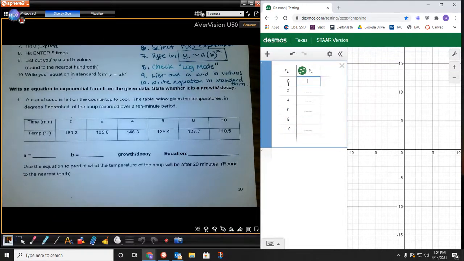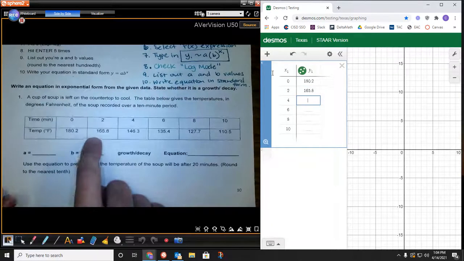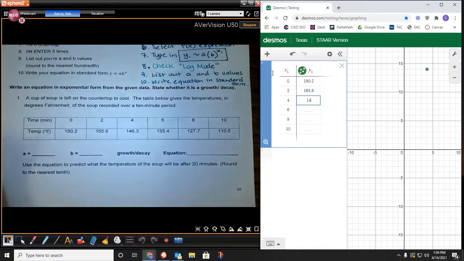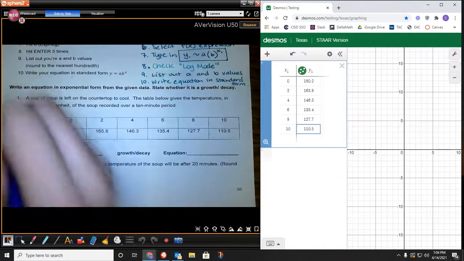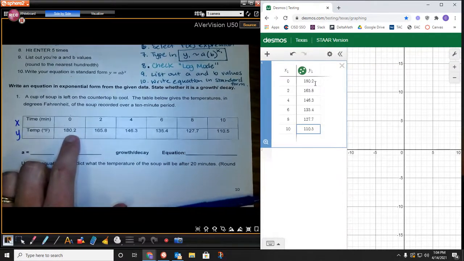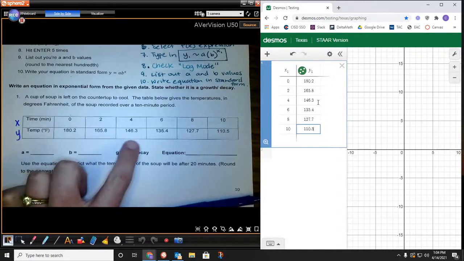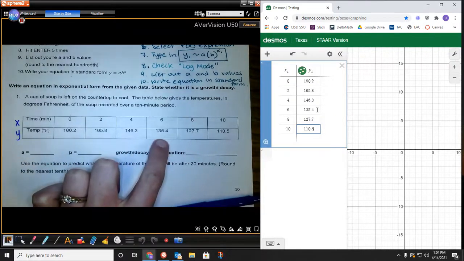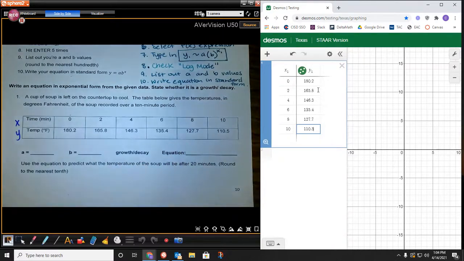Excellent. It even starts to predict it for you in Desmos, which is kind of nice. Now I'm going to say 180.2, and then 165.8, following along with my y values for my temperature, 146.3, 135.4, 127.7, and 110.5. Okay, so once we do a little double check, those are all my x values, these are all my y values. I do a little check on my numbers here: 180.2, 165.8, 146.3, 135.4, 127.7, and 110.5. Perfect.